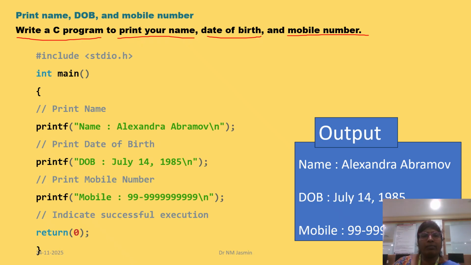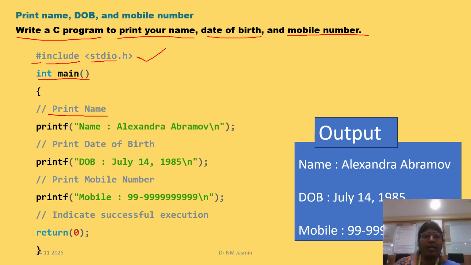So for that, first you have to take the preprocessor symbol, that is hash. And in this preprocessor, we have included the standard input output functions library, so for that we have to use this header file. Next, enter into the main function of the C program and start with curly brackets.